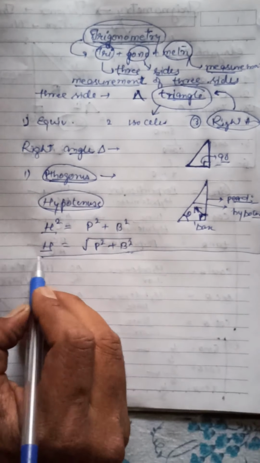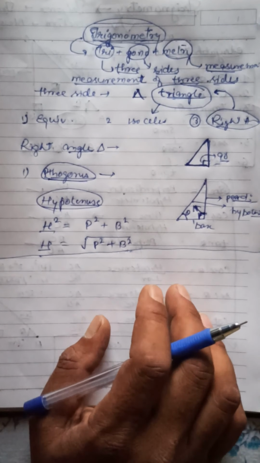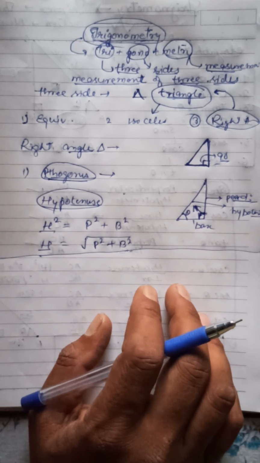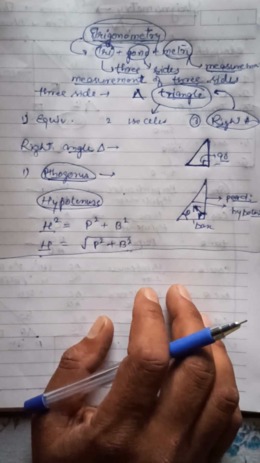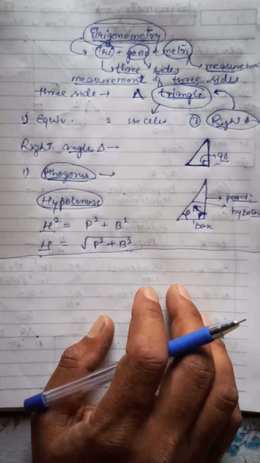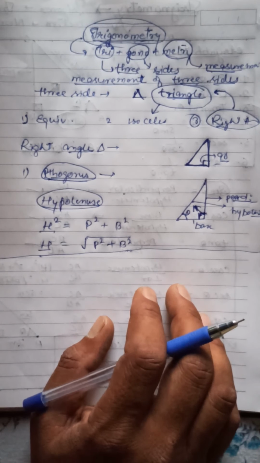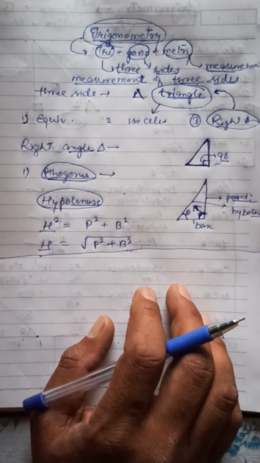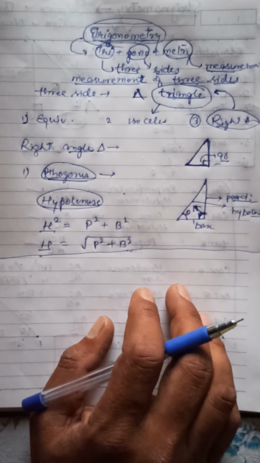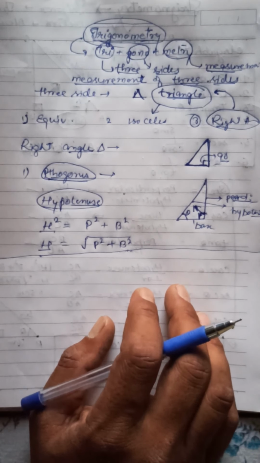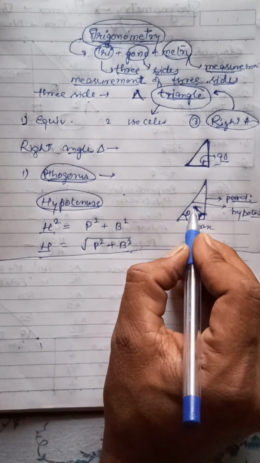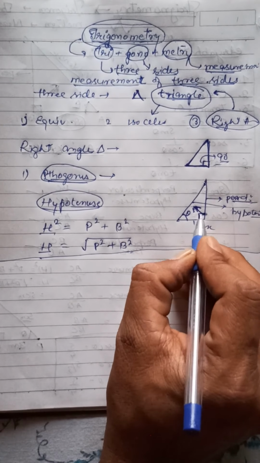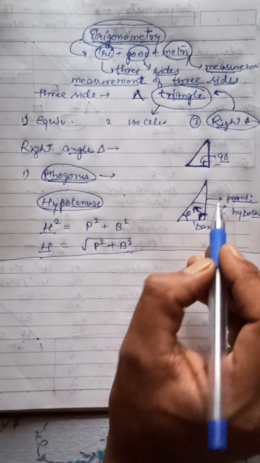So this is the basic thing about the right angle triangle. Which one is the right angle triangle? It has one angle of 90 degrees and the other two angles are acute. The side that is only associated with the right angle is called the perpendicular, the side that has the base angle and the right angle is called the base, and the side opposite to the right angle is called the hypotenuse.